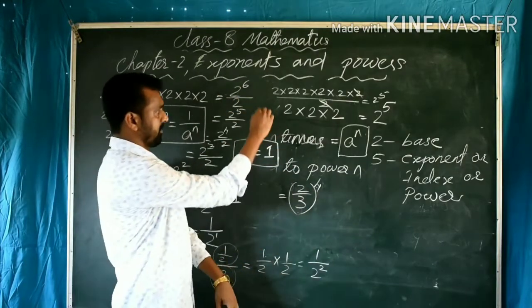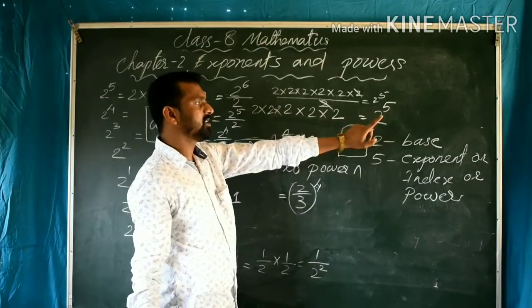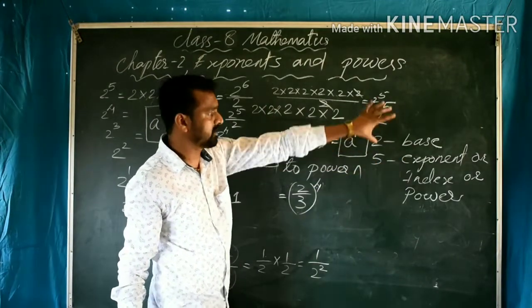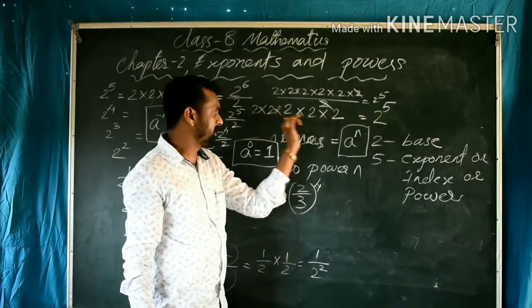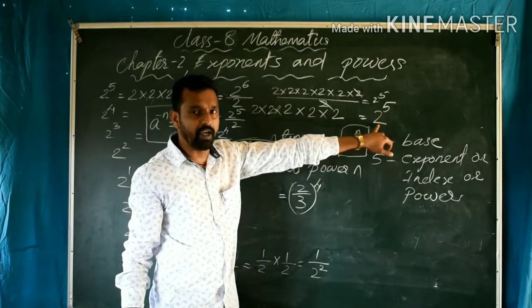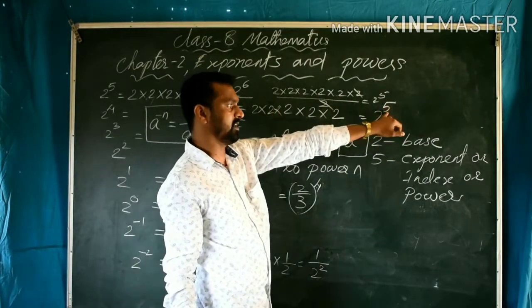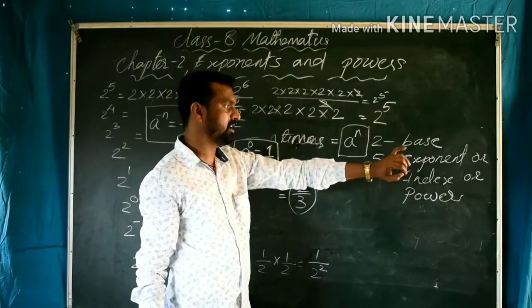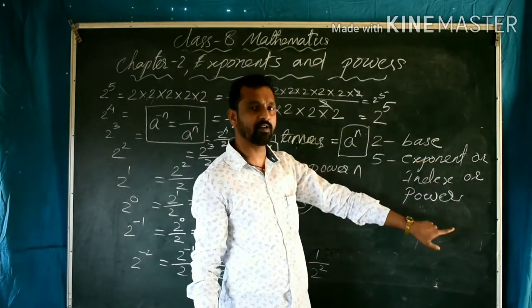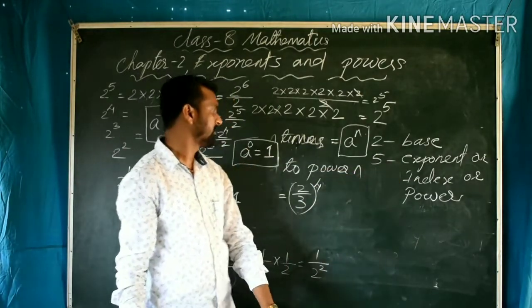Here first we have multiplied 2 into 2 into 2 into 2 into 2, 5 times, that we can write as 2 raised to 5. This one is the exponential form, and the number being multiplied is called the base, and how many times we have multiplied, that is called the exponent. So 2 is the base here, and 5 is called the exponent or index or power.